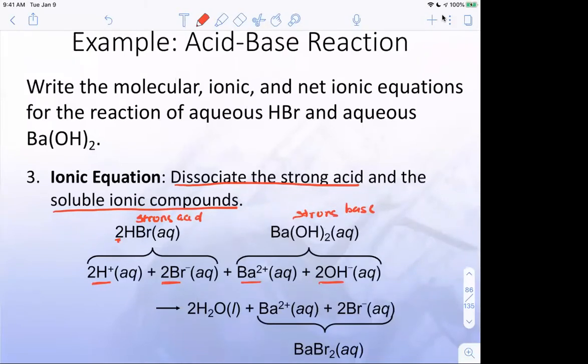It's also an ionic compound that happens to be soluble. So what I'm forming is liquid water, which stays intact, and then my barium bromide is soluble in water according to the solubility rules. So that is dissociated into barium 2+ ions and bromide ions.